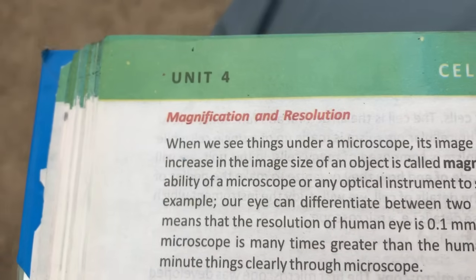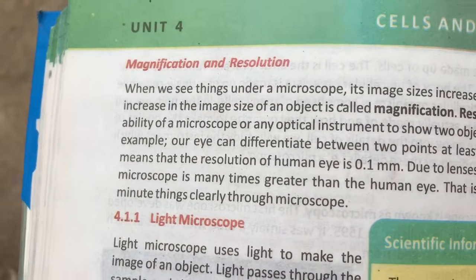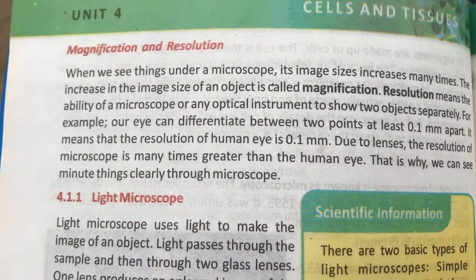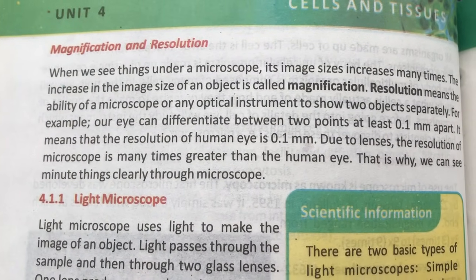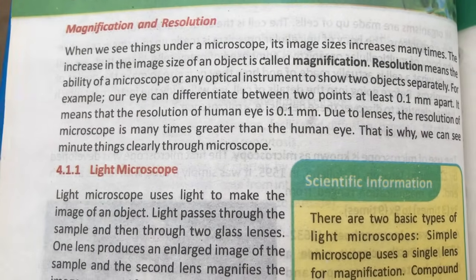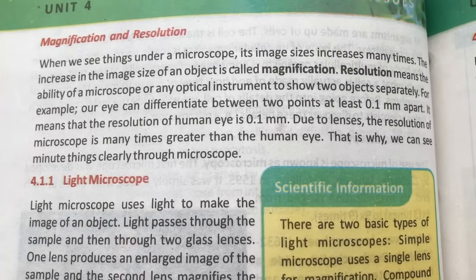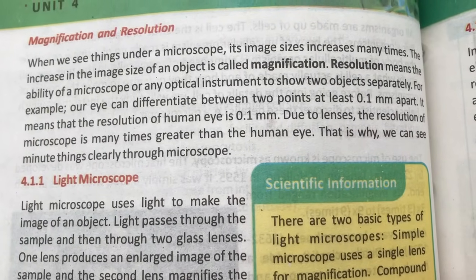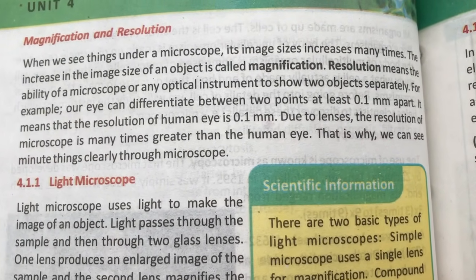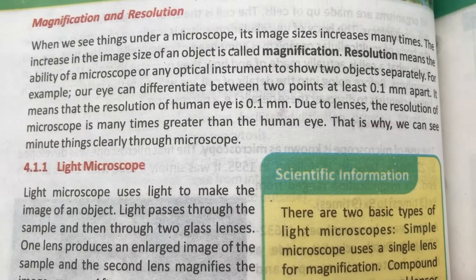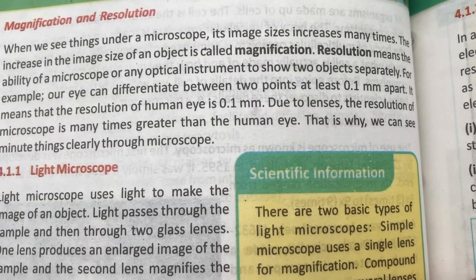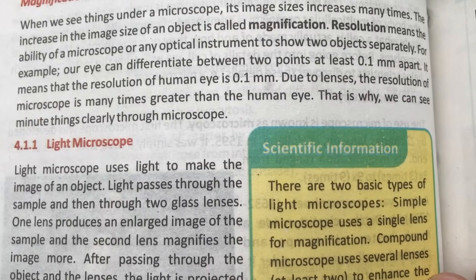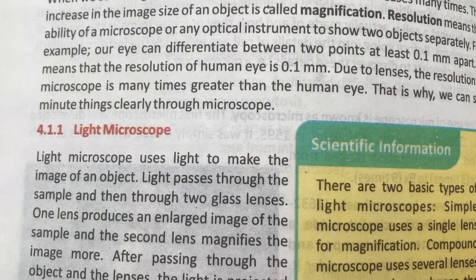Then we come to magnification and resolution. When we use these things under a microscope, the image size increases many times. The enlargement of the image size of an object is called magnification. Resolution means the ability of a microscope or any optical instrument to show two objects separately. For example, our eye can differentiate between 2 points at least 0.1 mm apart. It means that the resolution of the human eye is 0.1 mm. Due to lenses, the resolution of a microscope is many times greater than the human eye. That is why we can see minute things clearly through a microscope.